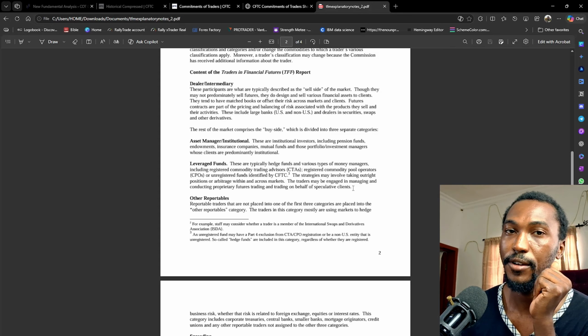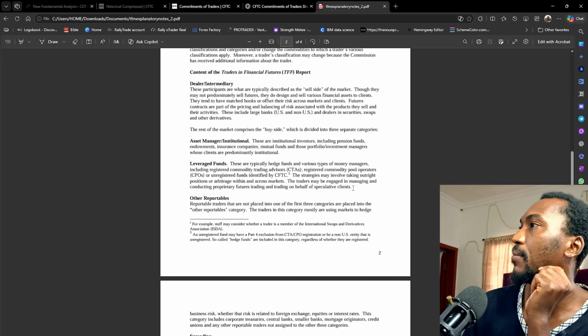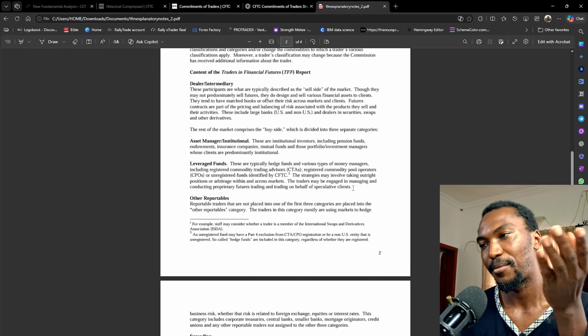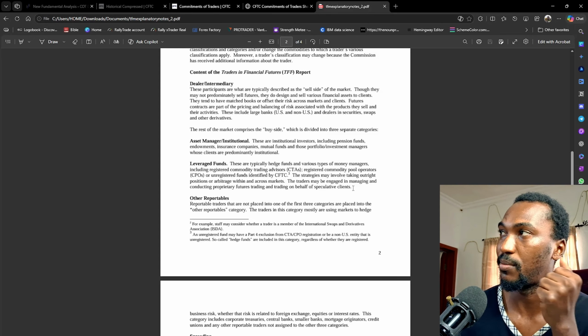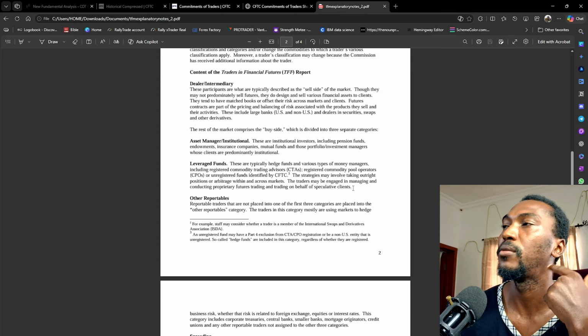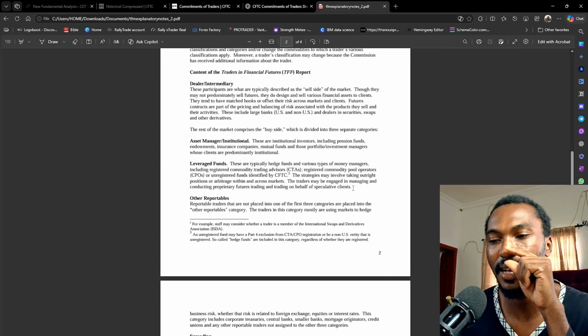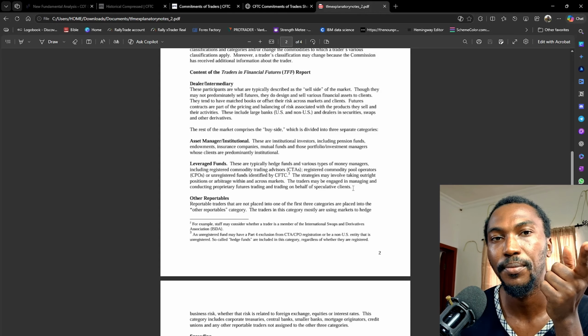Now let's look at the leverage fund traders. The leverage fund traders are basically money managers. Obviously, everybody is trading for profit, including the asset managers. Even the dealers are trading for profit, right? But what are leverage funds doing? They are money managers. They are managing people's money.